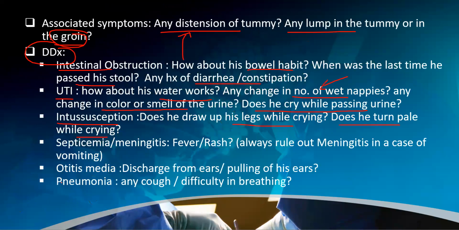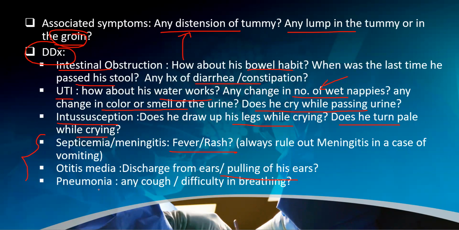Now you have non-GI causes. So for non-GI causes, you will ask, have you noticed any fever, any rash in the body? That's for septicemia, especially for meningitis. So any fever, rash. For otitis media, have you noticed that he is pulling his ears a lot and any discharge from the ears? For pneumonia, any cough, any difficulty in breathing. Okay, so that's your non-GI causes, or especially you are trying to rule out any infectious causes of diarrhea.